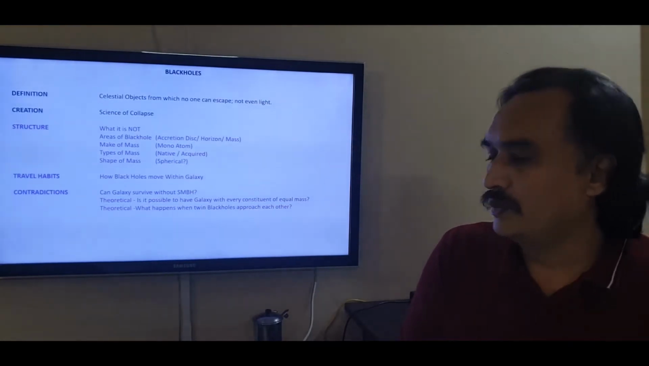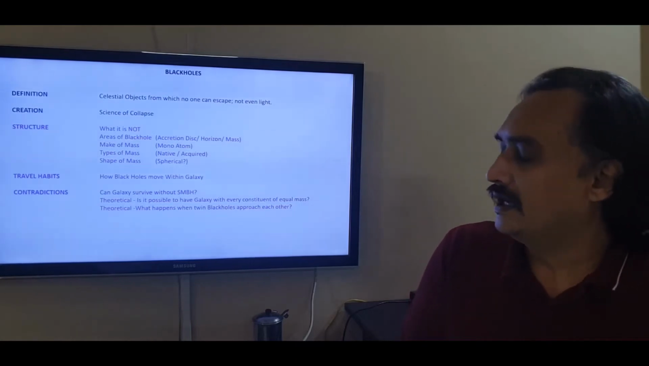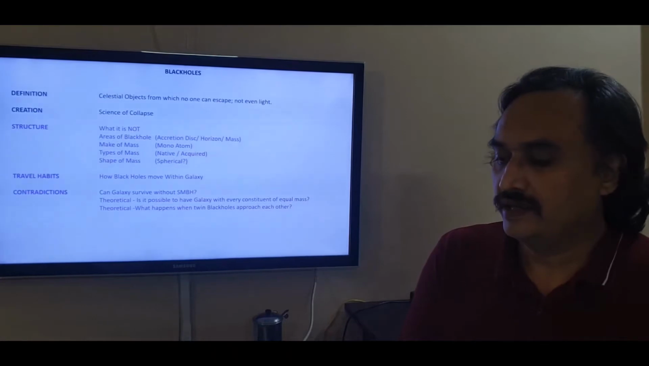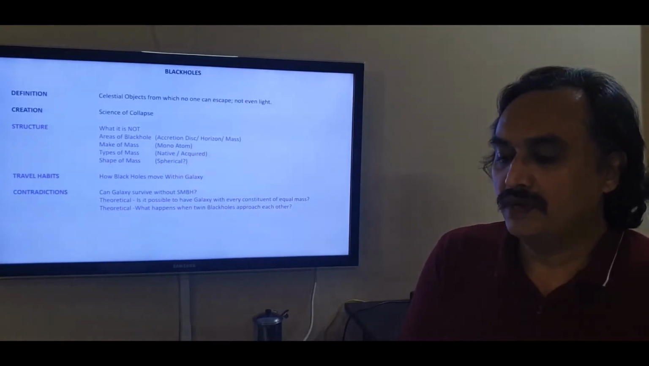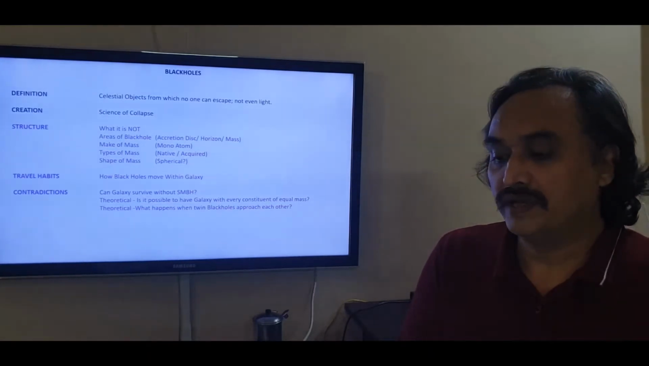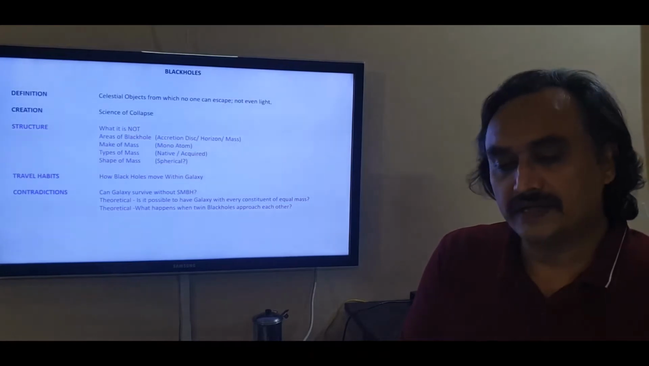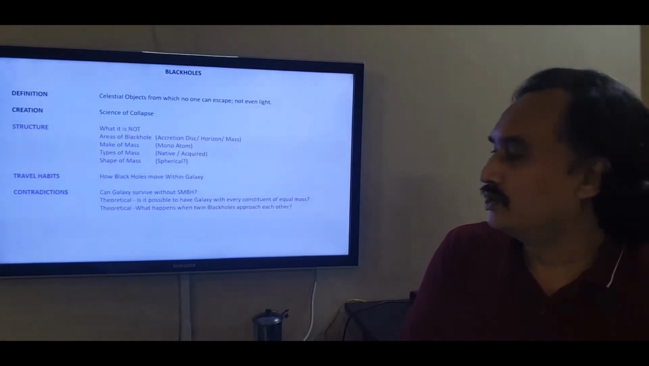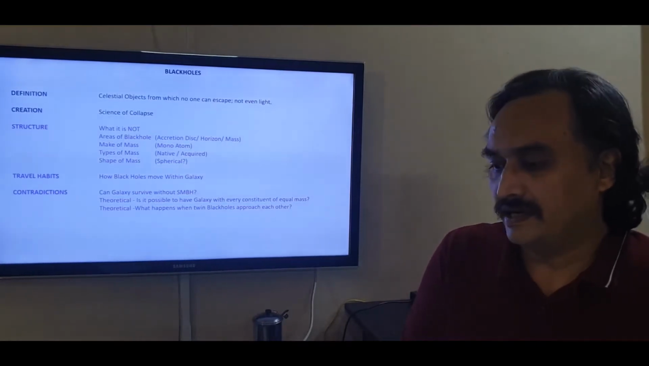Now, we will also try and understand how black holes are created, the science of collapse and the core mass, how they decide how the black hole is formed. And then we will try and understand what the structure of the black hole is. Before understanding what it is, let us understand what it is not. And then we will study the various areas of the black hole, like accretion disk, horizon, and mass.